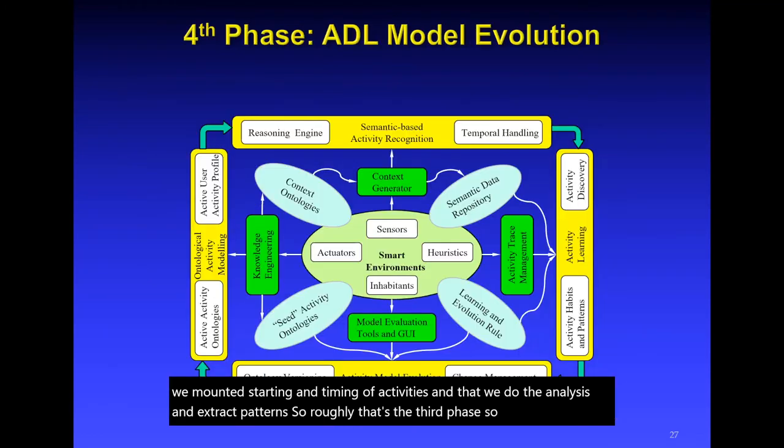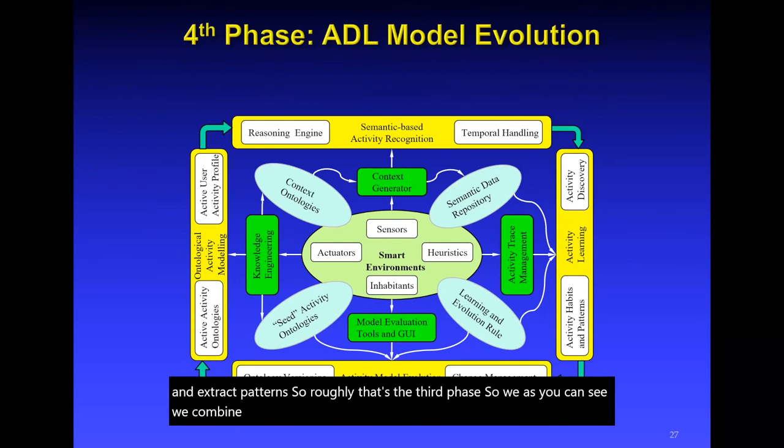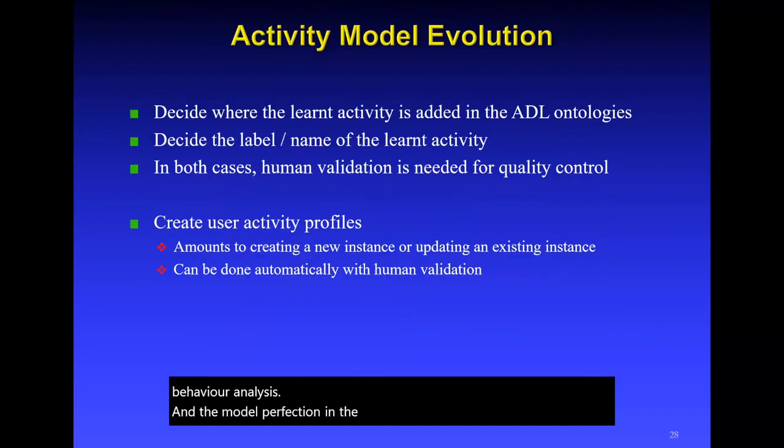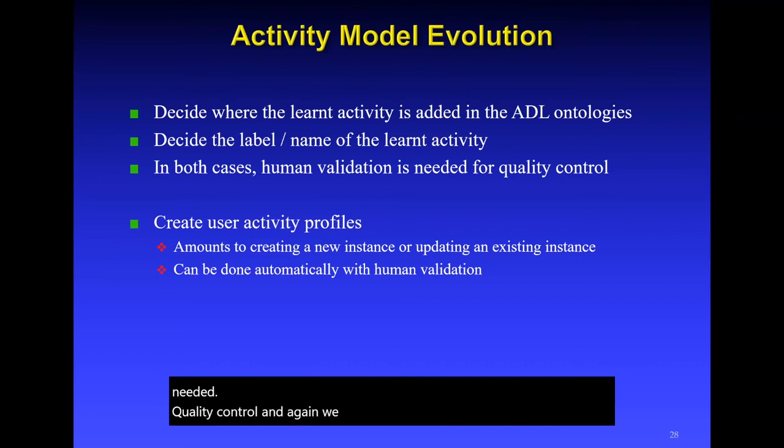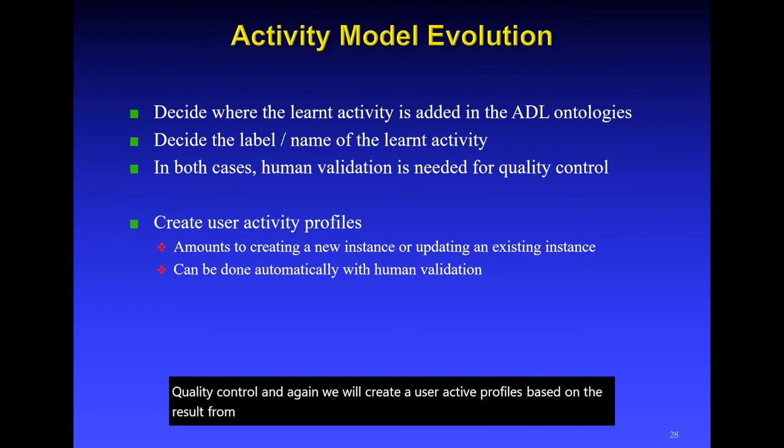As you can see, we combine modeling as the first phase, recognition as the second phase, and behavior analysis and model perfection in the third phase. And in the fourth phase, basically we decide how to enhance the activity models. So we decide where the learned activity will be added in the ADL ontology of models, and decide the label name for the learned activity. But in both cases, human validation is needed for quality control. And again, we will create user activity profiles based on the results from learning the labeled activity traces, so learning the unique way or patterns in which a user does something.